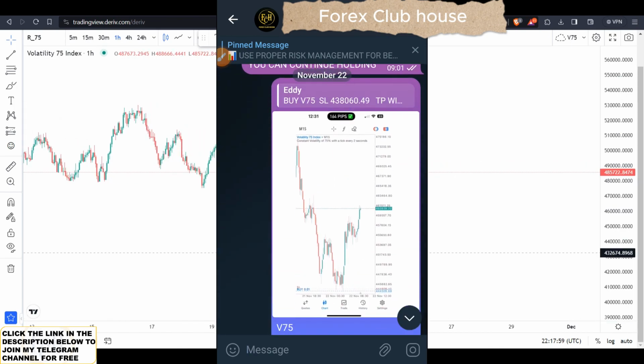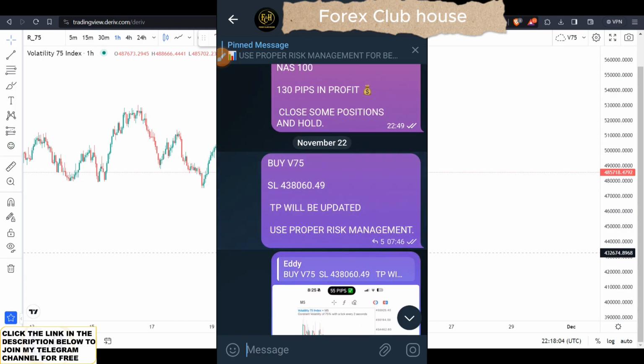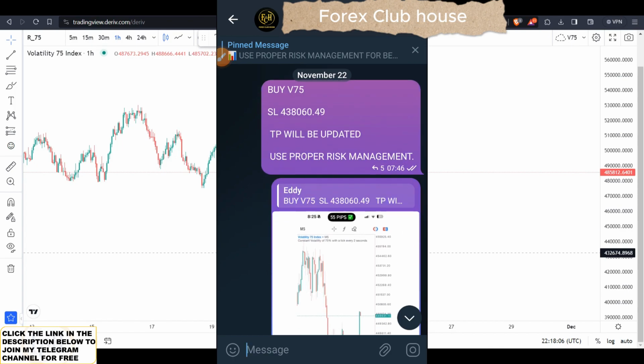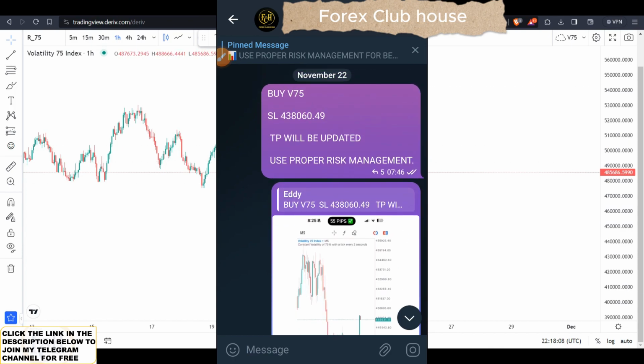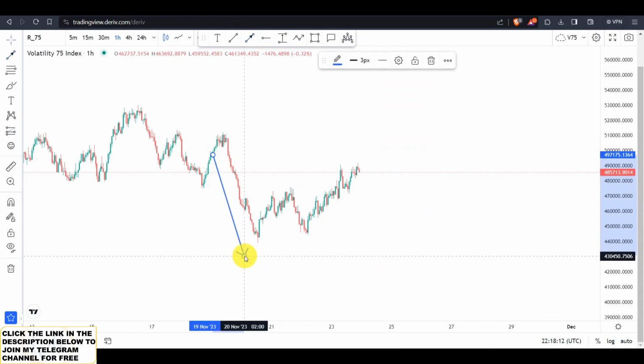We can see we are still on massive profits right here. So guys and girls, I'm going to show you step by step how we got these buy entries, although it can be seen right here that this market was previously on a downtrend.